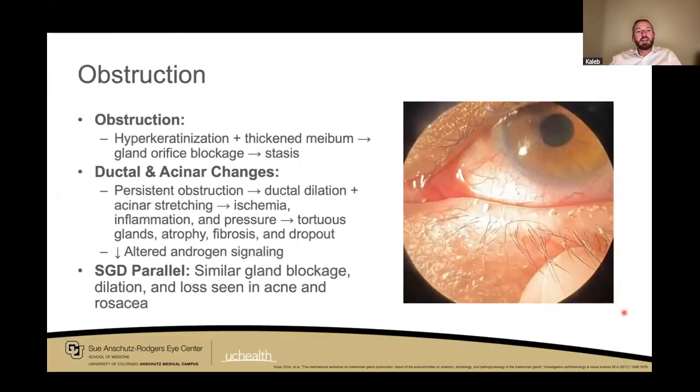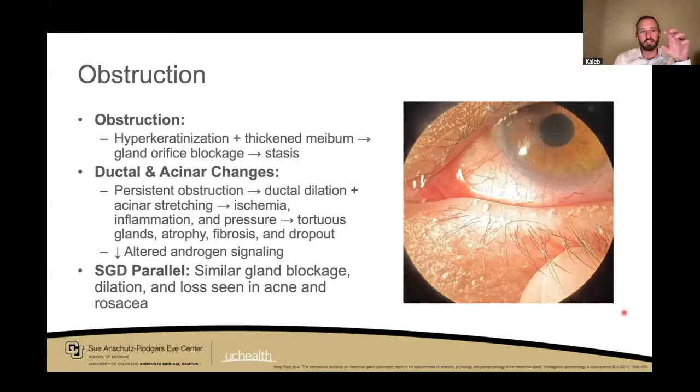And then if you get obstruction, so obstruction is important. This is about 80% of meibomian gland dysfunction. There's obstruction. So you get this hyperkeratinization. And so this is keratinization that can cover the meibomian gland orifice, so it can't actually secrete well, like you see in the patient there on the right that I described earlier when we did probing, and all of a sudden the meibum just kind of flowed right out.